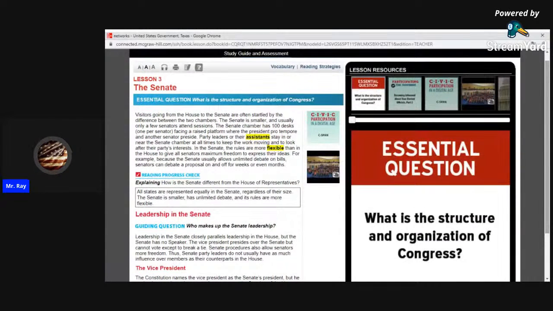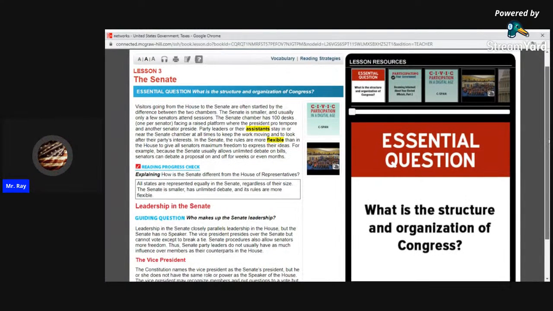The Senate is smaller, and it's usually empty, okay? Because senators are going this way and that way. They're all over the place, except for in the Senate. Usually their assistants stay inside the actual Senate chamber. Senators can also debate bills for longer because there's only 100 of them, okay? So the rules are more flexible than the House of Representatives.